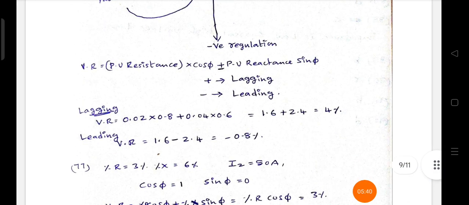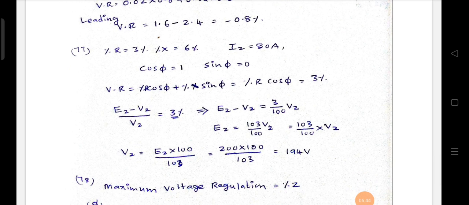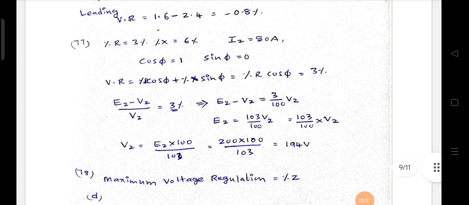That means we need to calculate loaded voltage V2. What is given? Percentage resistance is given, 3%, and percentage reactance is given, 6%. I2 is given, 50 amperes. Indirectly, a resistive load is given. When the load is resistive, the power factor is unity. That means cos phi is equal to 1, which means sin phi is equal to 0.